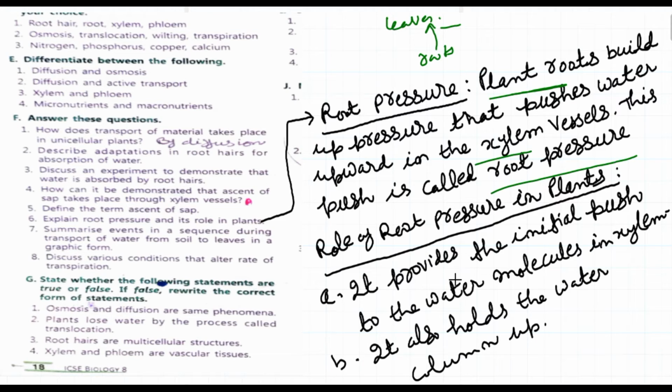What is its role? First, it provides an initial push to the water molecules in the xylem so that water is distributed from the bottom to the top, right? Second, it holds the water column up. It always keeps these channels filled with water, for an adequate supply of water in the plants, right?